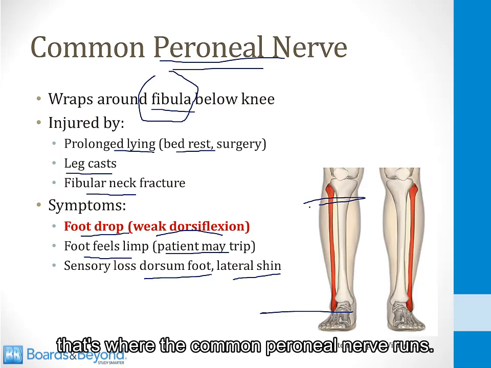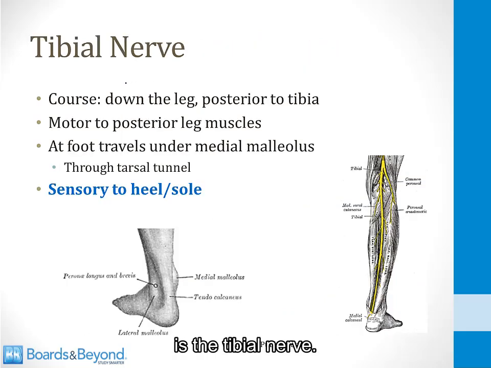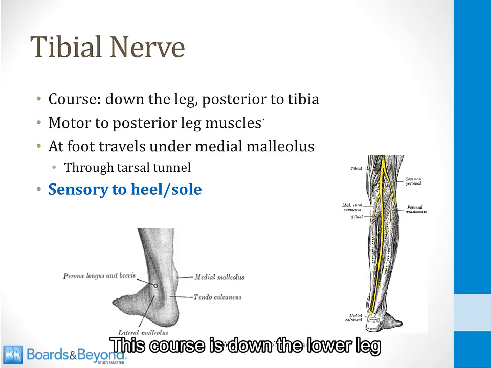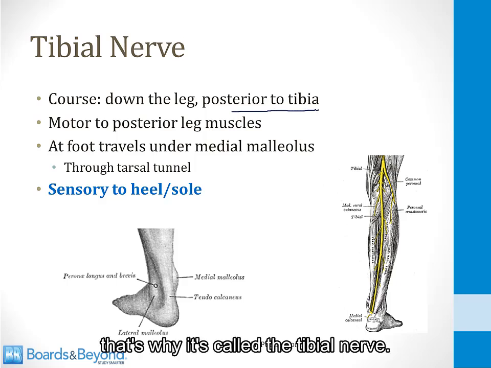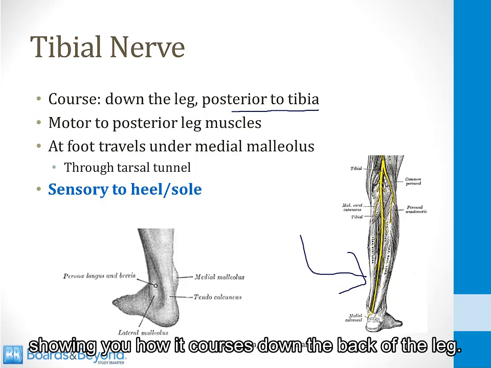That's where the common peroneal nerve runs. The other branch of the sciatic nerve in the lower leg is the tibial nerve. This courses down the lower leg posterior to the tibia. That's why it's called the tibial nerve. This is a drawing on the screen showing you how it courses down the back of the leg.